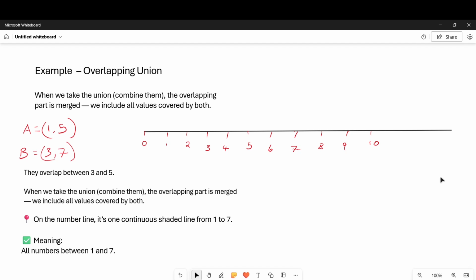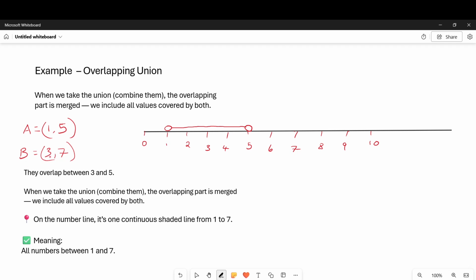This example has an overlapping union. Let's explain what it is. When we take the union and combine intervals, there may be some overlapping parts, so they will be merged. We include the values covered by both as well. I will explain with an example. For the first interval notation, A is equal to 1 comma 5, the numbers between 1 and 5. B is the numbers between 3 and 7. First we write A. A says 1 and 5. So 1 is not included, 5 is not included, so we plot open circles, one at 1 and one at 5.